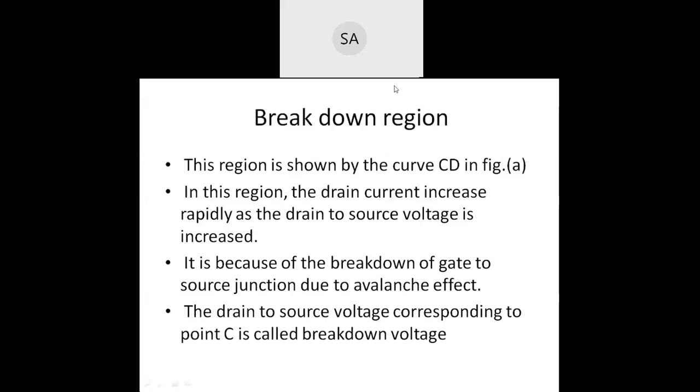The drain to source voltage corresponding to point C is called the breakdown voltage. There is a rapid increase of current after the breakdown region. So that region we call the breakdown region, or the breakdown voltage.